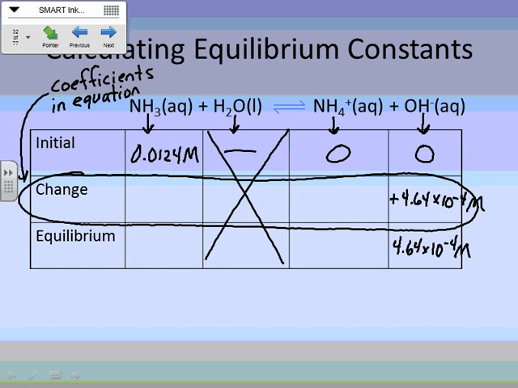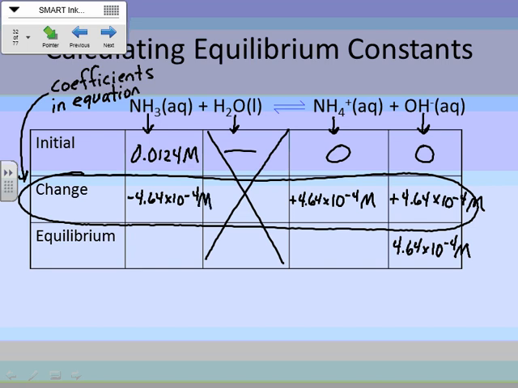Looking at the stoichiometry, because again, in this row we can pay attention to the stoichiometry, for every 1 mole of OH- that gets formed, we have 1 mole of NH4+ getting formed. So this is going to be exactly the same, plus 4.64 times 10 to the negative fourth molar. Here's the tricky part. This is a 1-to-1-to-1 stoichiometry, so if these are increasing by 4.64 times 10 to the negative fourth, then the NH3 is decreasing by 4.64 times 10 to the negative fourth. I should label that M.